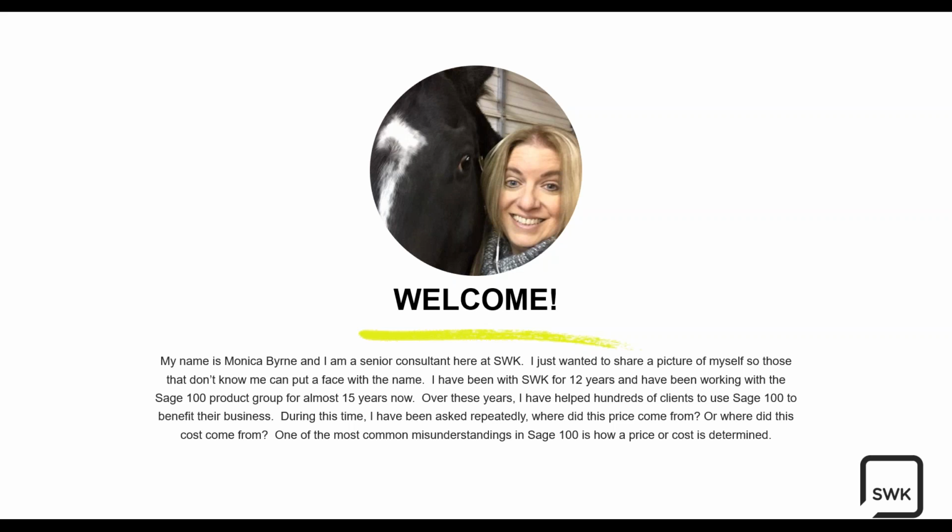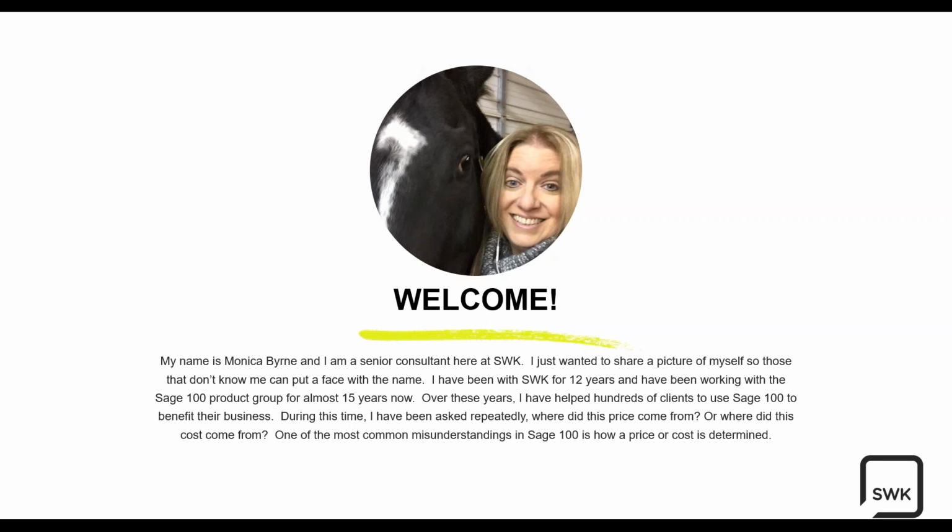But during this time, I have been asked repeatedly, I can't even count how many times, where did this price come from or where did this cost come from? It's a common question we see all the time as consultants at SWK, trying to figure out why Sage behaved in this way. And there is a specific order to it. There is a reason that it happens, and there is a way for you to determine where those prices and costs came from, and hopefully avoid an SWK help desk call or something like that.